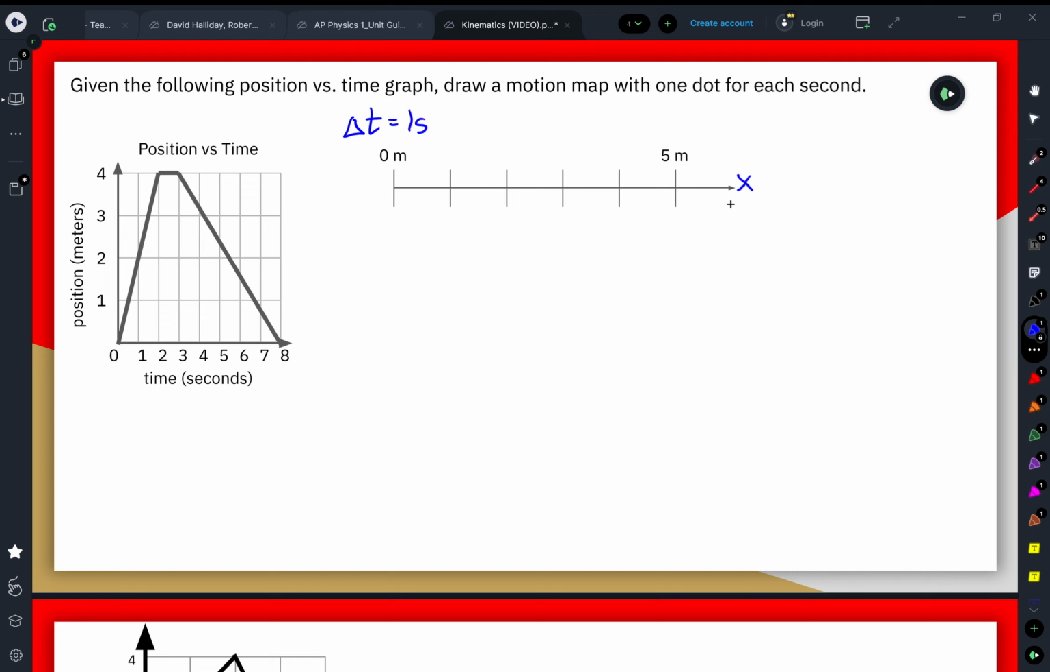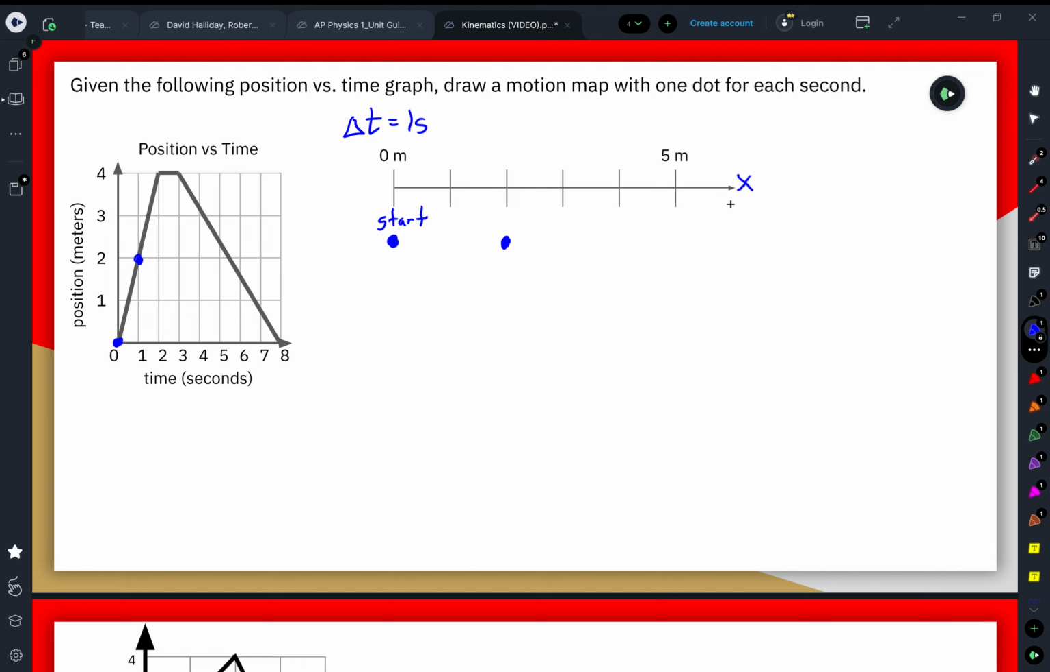So on my position time graph, I see at a time of 0 seconds, the position is 0 meters. So I'm just going to put a dot that aligns with my number line at a position of 0 meters. This is where the object starts. Then 1 second later, on the position time graph, at the coordinate 1, 2, that's a time of 1 second, it's a position of 2 meters. So I'm just going to put another dot at that position.